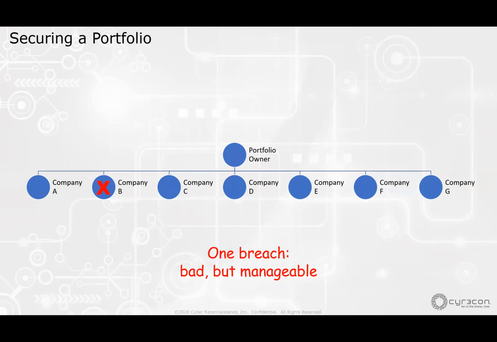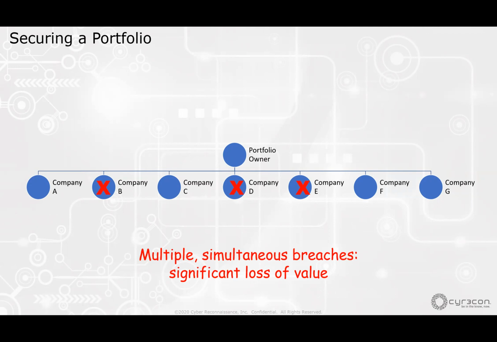Now, of course, if one of those companies gets breached, that's a bad day. But honestly, we're going to expect these companies to be breached from time to time, and likely it's manageable. However, when you start to see multiple simultaneous breaches, this is something that can lead to a significant loss of value across the portfolio and should be avoided.